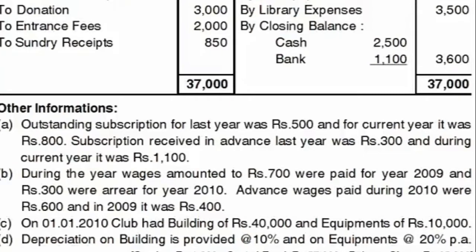The next, on 1st January 2010, club had building of rupees 40,000 and equipments of rupees 10,000. So this is also an adjustment related with the building and equipments. So we can put a mark near the building and equipments. Next, depreciation on building is provided at 10% and on equipment 20% per annum. So put one more mark near building and equipments because this is related with the depreciation. Okay.